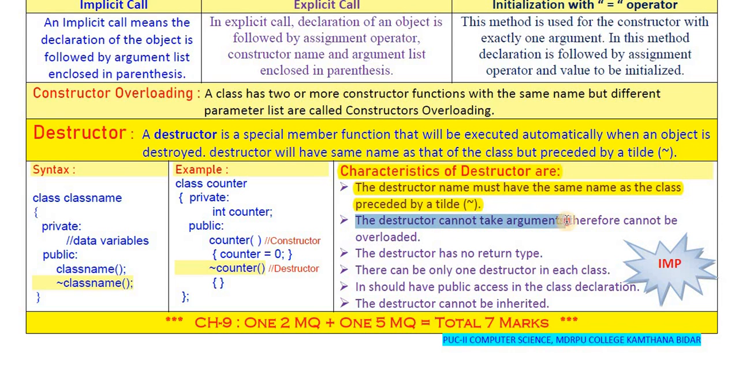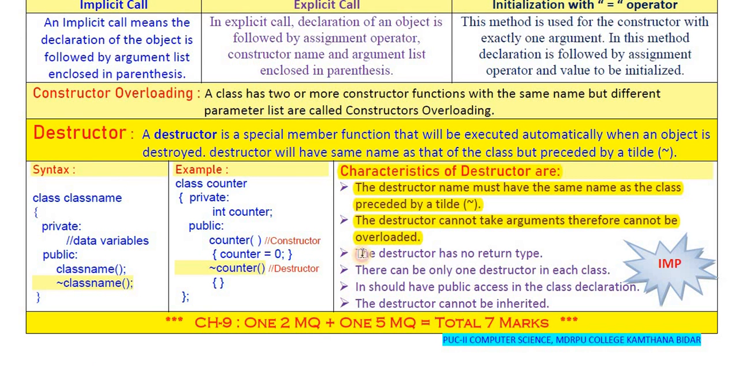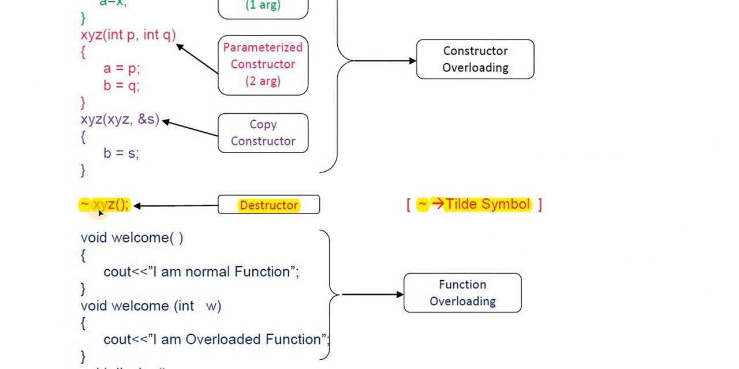The destructor cannot take arguments, therefore it cannot be overloaded. So a destructor always has empty parentheses. It cannot accept arguments, and since it does not accept arguments, we cannot overload a destructor. Destructor has no return type. So here also you can see this is a function, the welcome function, but here we are using return type as void, but in a destructor there is no return type. So for constructor and destructor return type is not used.